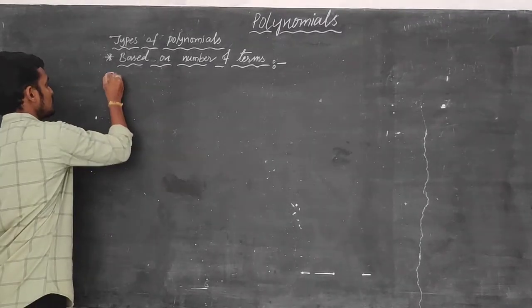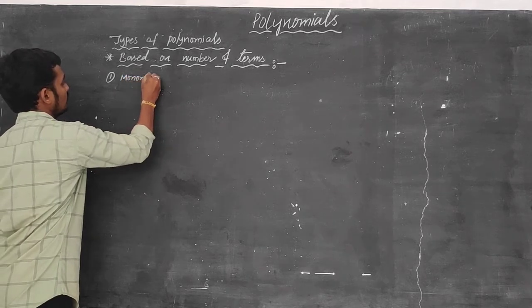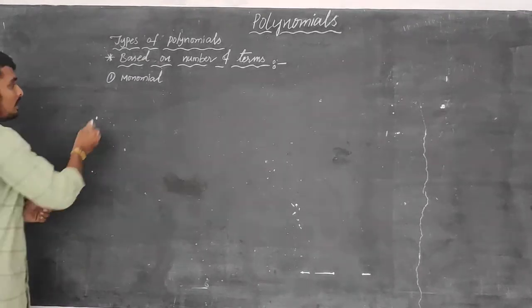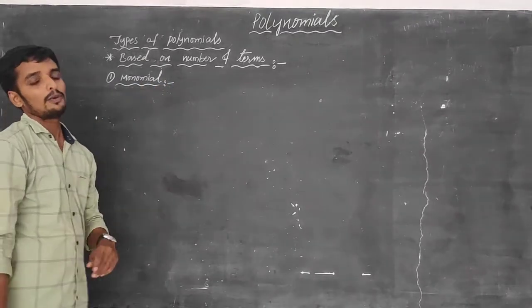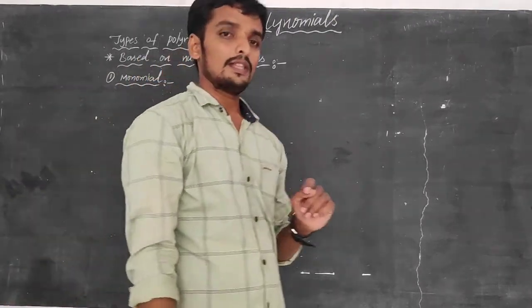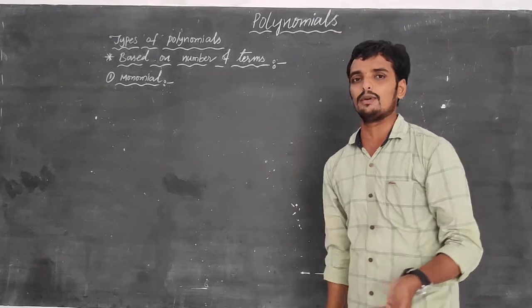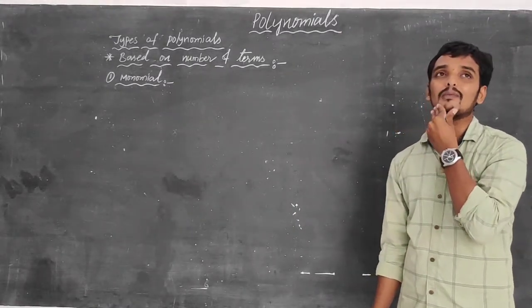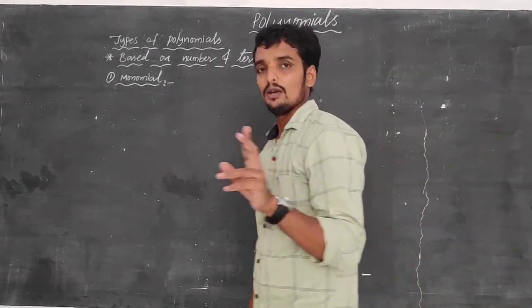The first one is monomial. Do you know the definition of a monomial? We have to keep the side heading monomial. Monomial means a polynomial contains only one term. For an algebraic expression or a polynomial, the words are different, but the definition is the same. A polynomial that contains only one term is called a monomial.